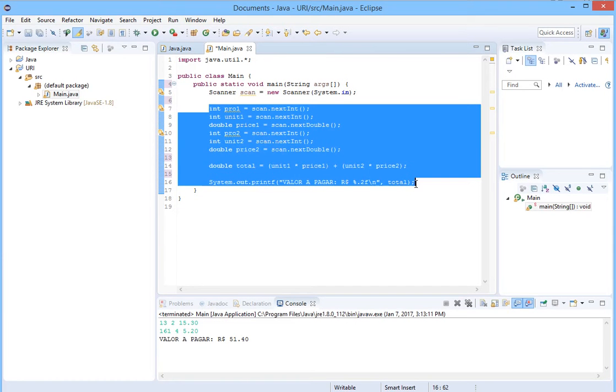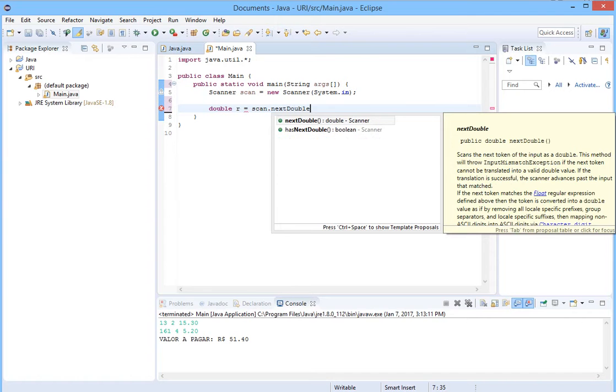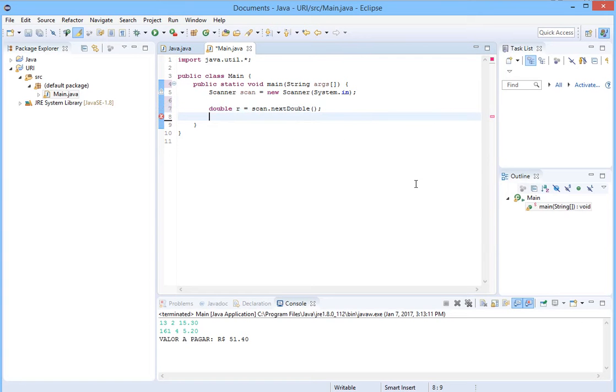It's from the previous problem. Okay. Here, let's create our input, double, and we will call it R because it's radius, and scanner con.nextDouble. Okay, and we will have double volume.